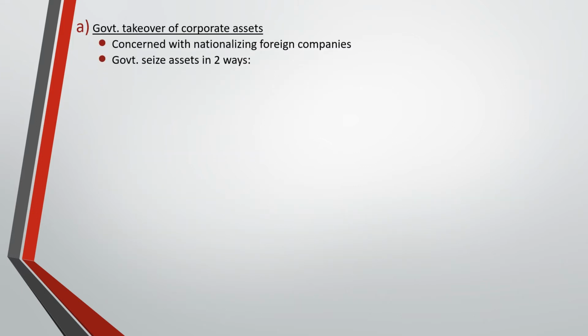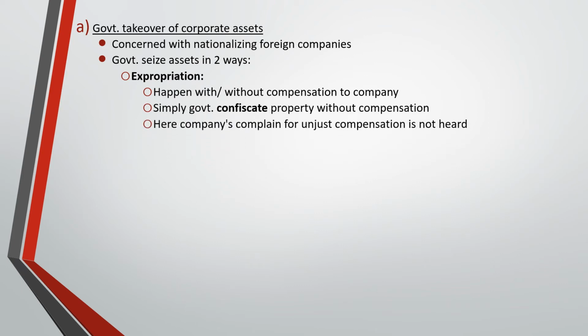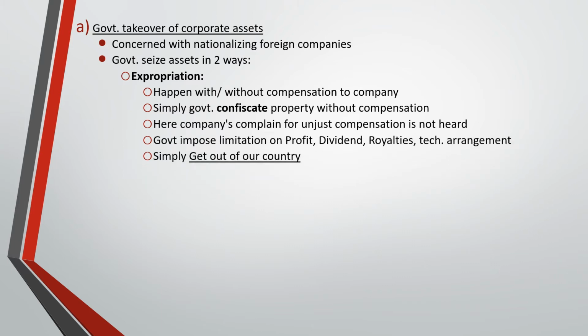So, government takeover of corporate assets. Concerned with nationalizing foreign companies, the government seizes assets in two ways. First is expropriation, which happens with or without compensation to the company. Simply, the government confiscates the property without compensation. Here the company's complaint about unjust compensation is not heard. The government imposes limitations on profit, dividends, royalties, technical arrangements, where simply 'get out of my country' is the policy. It is known as creeping expropriation.